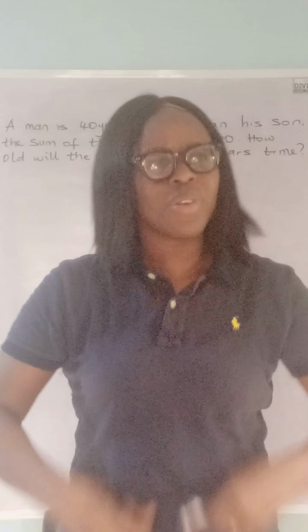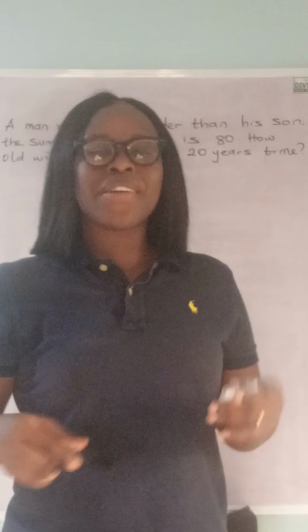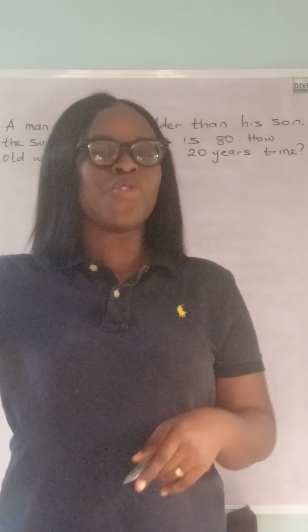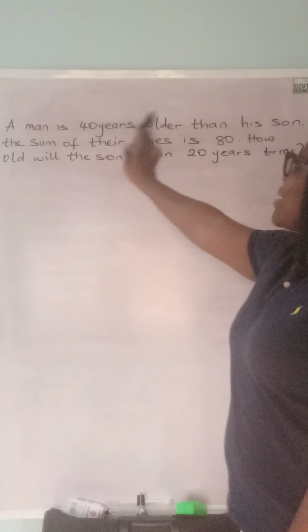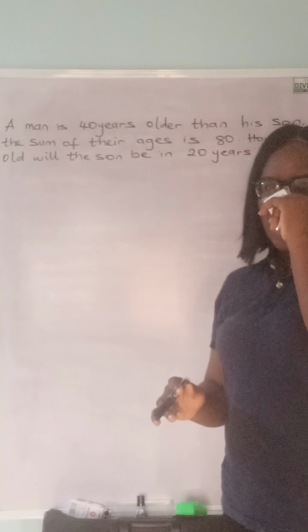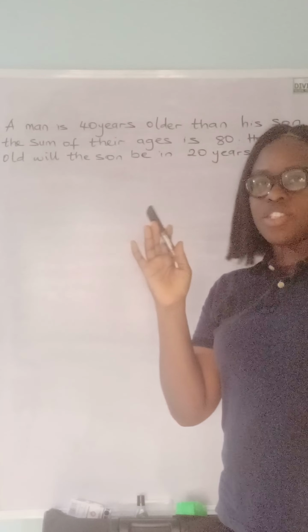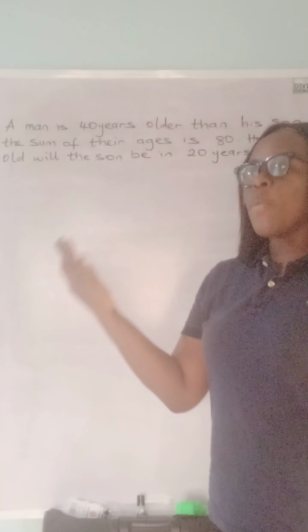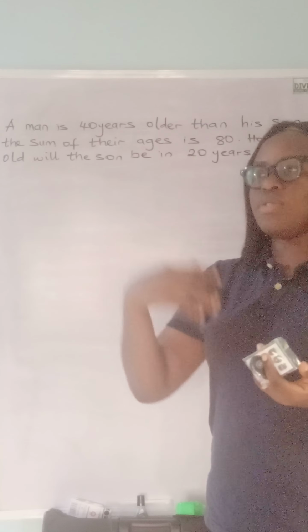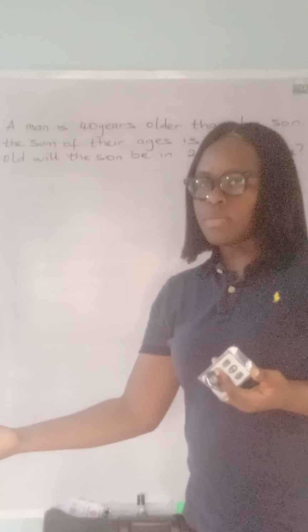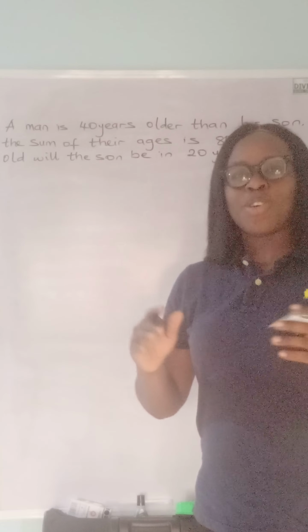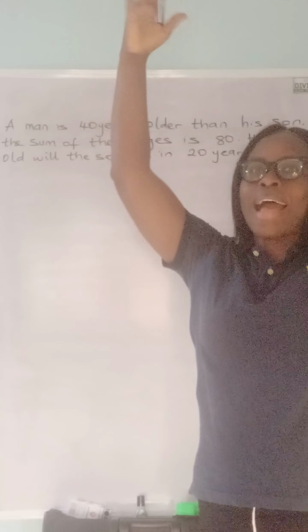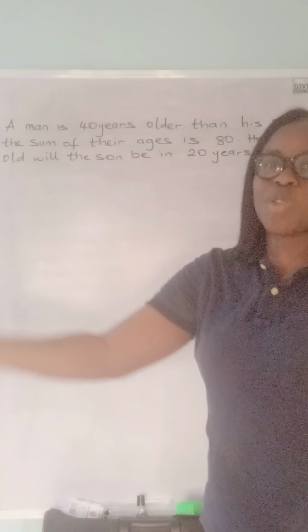Where do we start from? We don't know the father's age, we don't know the son's age. But there are determinants, things that help you to find other things in this question. Let's go. A man is 40 years older than the son. We now know that the difference of their ages is 40. But when you add their ages together, it gives you 80.